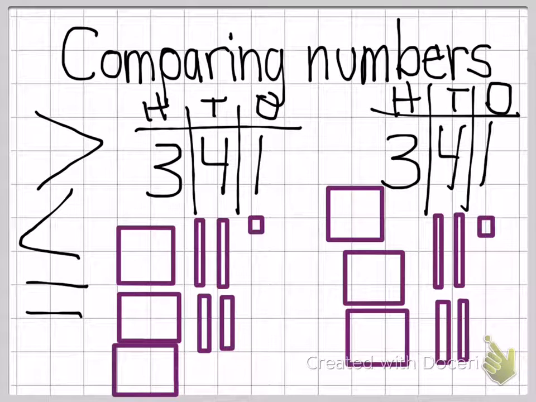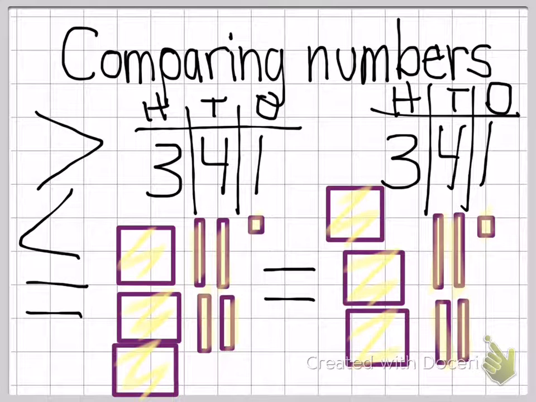If we start comparing with the greatest value, we can see that they actually both have 1, 2, and 3 hundreds. If we look at the tens place, they both also have 4 tens, which means we need to compare the next value, 1 and 1. We have the same amount in each place value, which means that our numbers are actually equal. 341 is equal to 341.